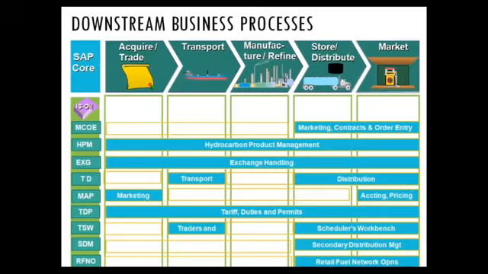Now if you consider where exactly these modules fit, MCOE fits in the storage and marketing part. As we have discussed, hydrocarbon product management has to be there from start to end of the whole supply chain, because you need to convert one unit of measure to another. Exchange handling is again along the whole supply chain. Transportation and distribution covers primary distribution and transportation, and secondary transportation, which is the reason it is just here and here.